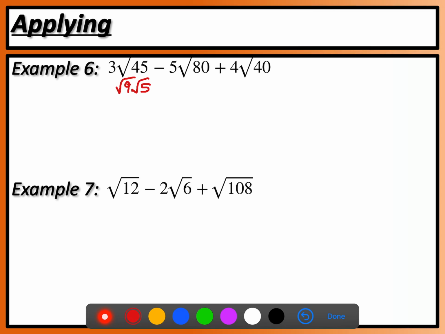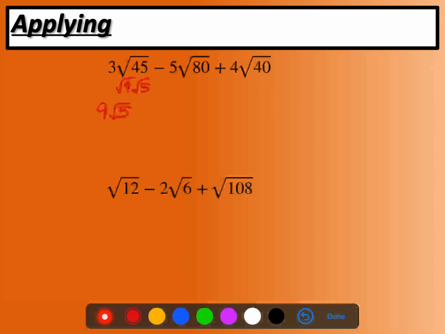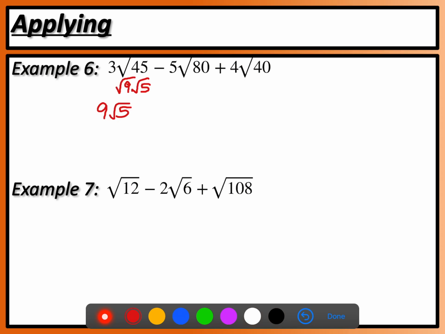Okay, so first term here becomes 9 root 5. So there's already a 3 on the outside, and then we square root that 9, which comes out as 3 times 3. So that's why that one looks a little strange. Okay, 80, I'm going to use 16 and 5. So that becomes negative 20 root 5 on the outside. Negative 5 times the 4 that comes out.